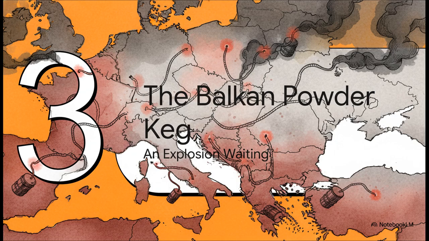Where did the match finally get lit? The answer is a region in Europe that started being called the powder keg of the continent, the Balkans. This was the spot. This was the flashpoint where everything was about to go up in flames.